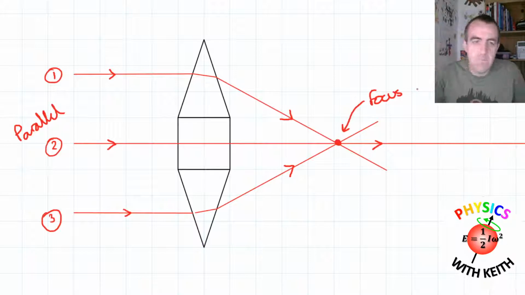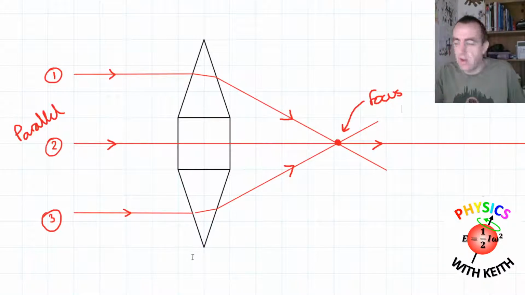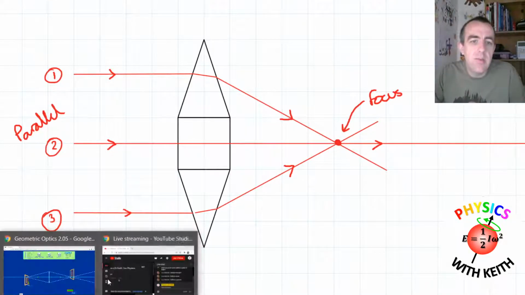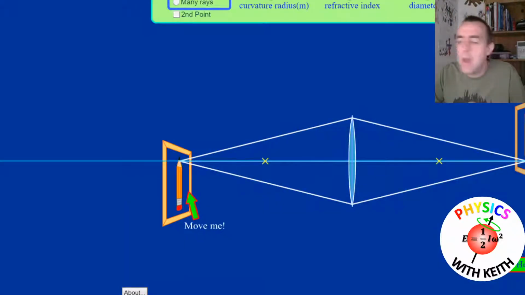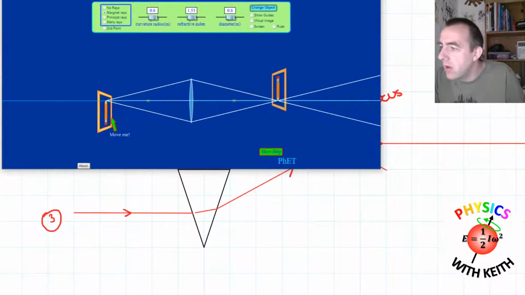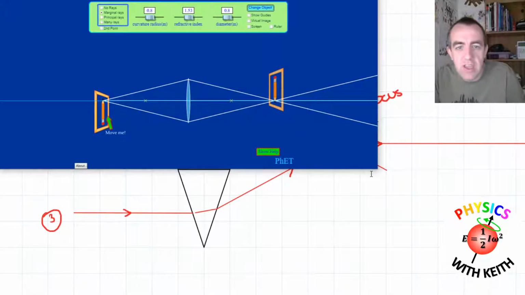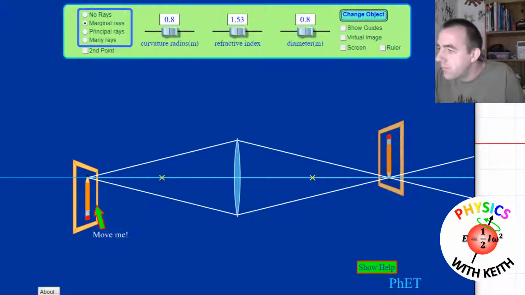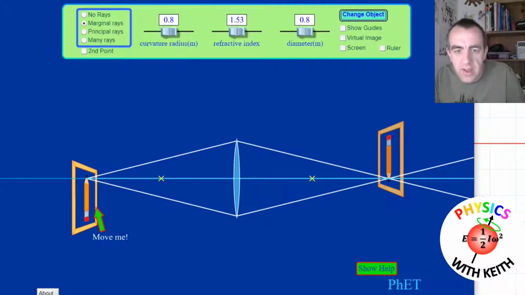Now, what if I didn't have 3 chunks of glass? I had a continuous piece of glass that curved around. Well, there's a little simulation you can play with. If you do a search online for PhET, I've mentioned them before, they are good simulations. And this one is called Geometric Optics. So if you search for the Geometric Optics simulator from PhET, you can play around with this.